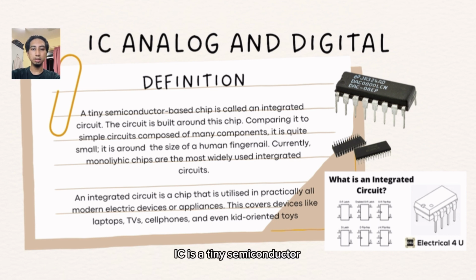First of all, I would like you to know what is an IC. IC is a tiny semiconductor based chip called an integrated circuit. The circuit is built around this chip. Compared to a simple circuit composed of many components, it is quite small. It is around the size of a human fingernail. Currently, monolithic chips are the most widely used integrated circuits. An integrated circuit is a chip that is utilized in practically all modern electric devices or appliances. These cover devices like laptops, TVs, cell phones, and even kid-oriented toys.